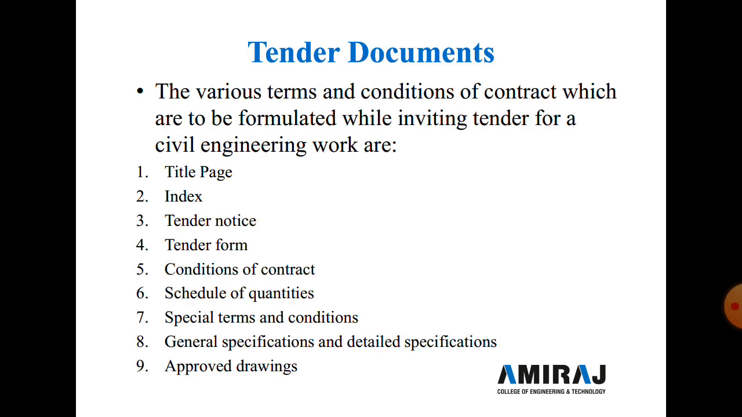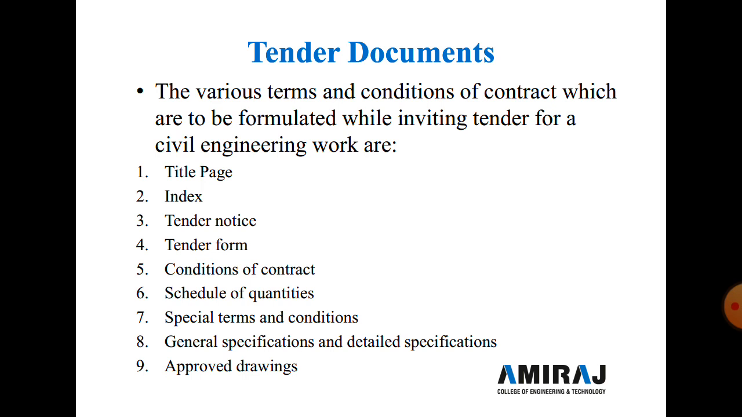Now next we start the tender document. Here are the various terms and conditions of contract which are to be formulated while inviting the tender for any construction work or any civil engineering work. In the tender documents, first is the title page. This title page contains the name of the work, which type of work, and the location; these things are mentioned in the title page.